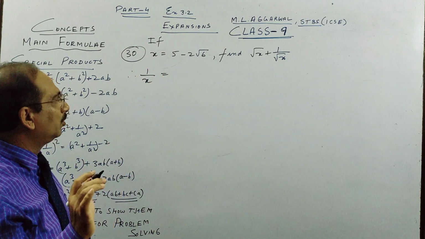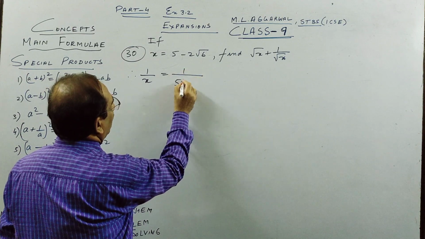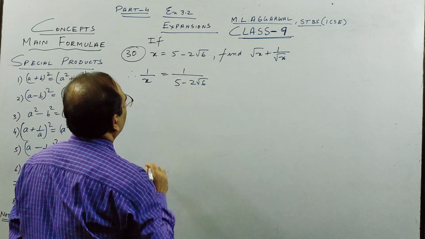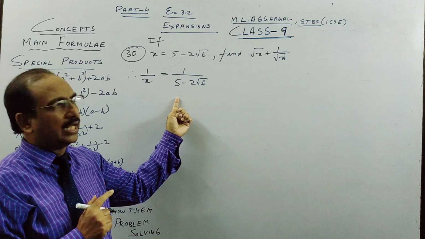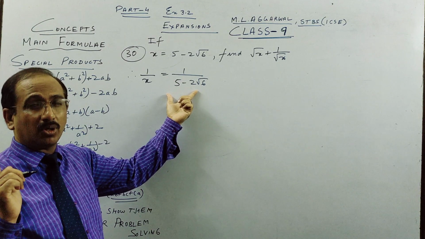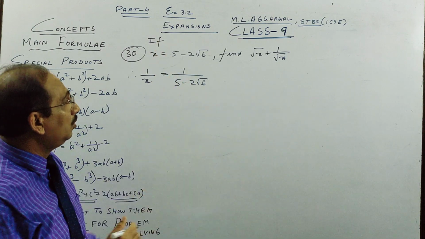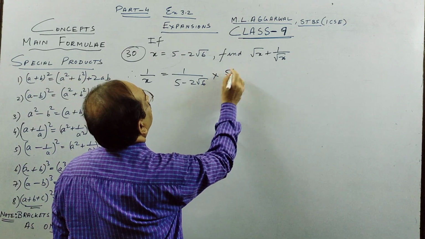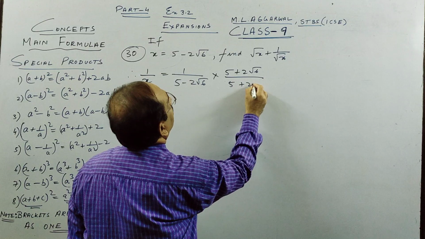And how we go about it, please see, and one sum is solved for you in the book also. 1 by 5 minus 2 root 6. So here you remember my first two videos are on rationalization where I have explained this. So please see the rationalization chapter also nicely, and this is the fourth video on expansion. So if you want to rationalize, if minus is there, I have explained it to you there, you take plus.